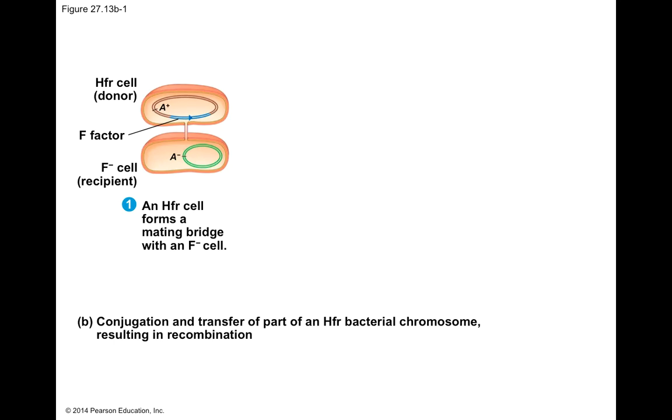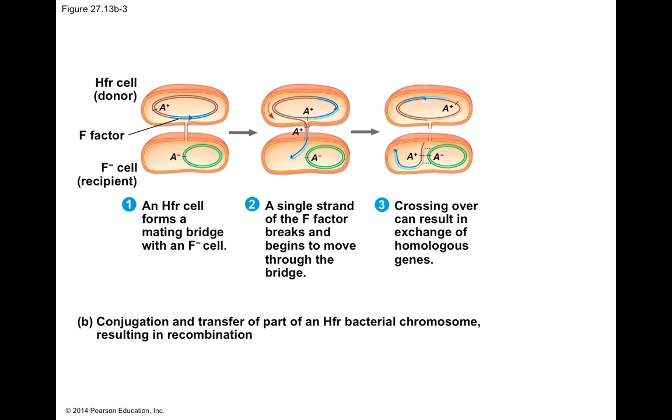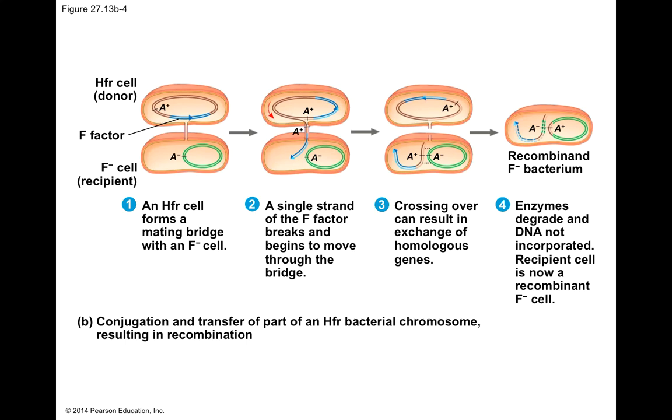The second method is when the F factor is part of the main chromosome of the cell. In this case, the donor cell is referred to as an HFR cell. The F factor is transferred to the recipient cell, most of the time along with other genes that are shown in brown. Crossing over can happen to incorporate the new DNA into the recipient's chromosome, and any DNA that does not get incorporated into the cell will get degraded and broken down. Since this particular cell did not incorporate any of the F factor, it's still going to remain a recipient cell.